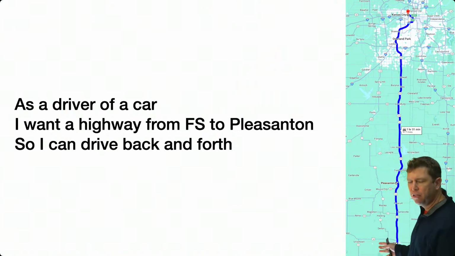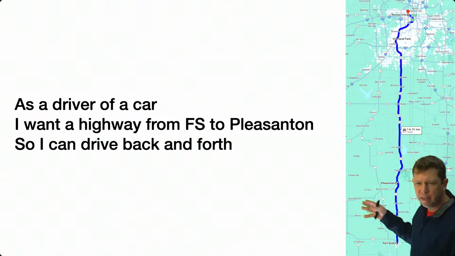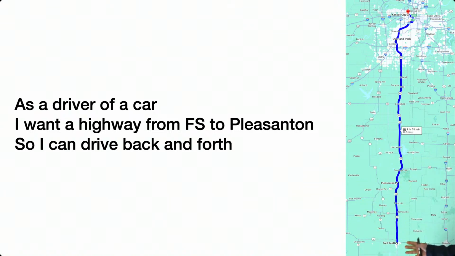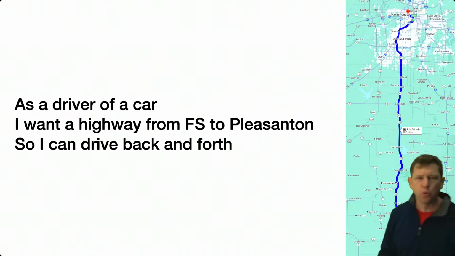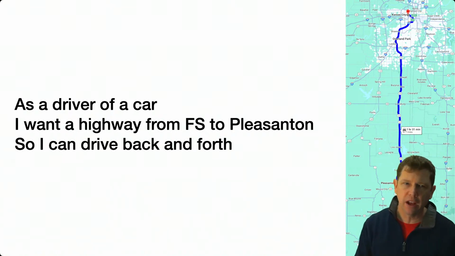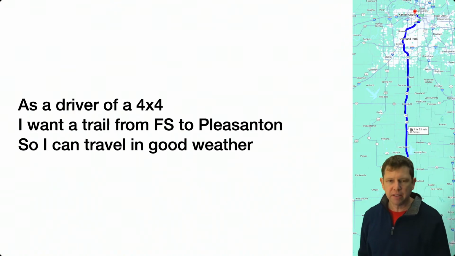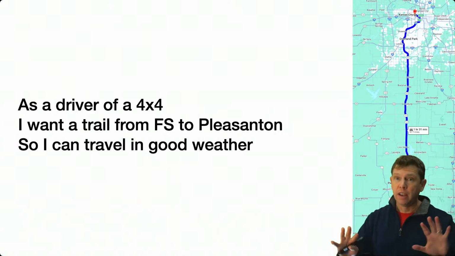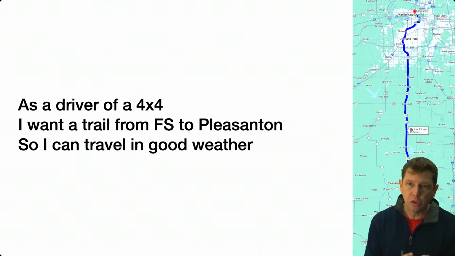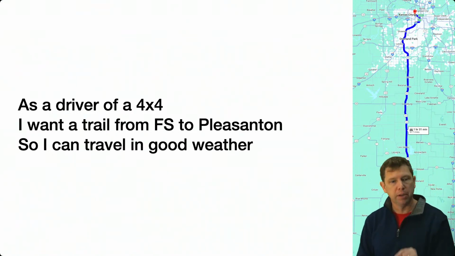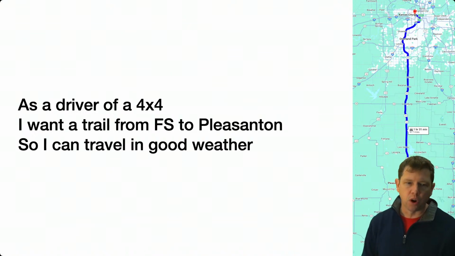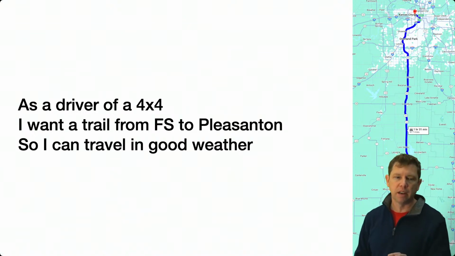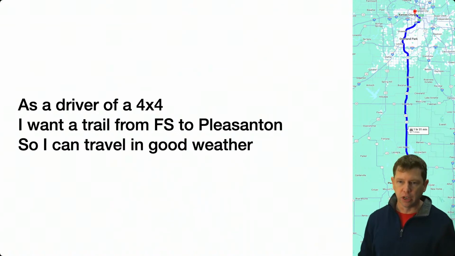So that would be another possible way of doing it, but we're still putting a lot of effort. If the thing I get value from is more of getting to Kansas City, investing in a whole highway from Pleasanton to Fort Scott, there may be a simpler way I can deliver something to start proving out some of my ideas here. So what about something like this? As a driver of a 4x4, so now we've narrowed who the user is to a specific type of user that we can deliver something for more rapidly. So as a driver of a 4x4, I want a trail from Fort Scott to Pleasanton so I can travel when the weather is good.